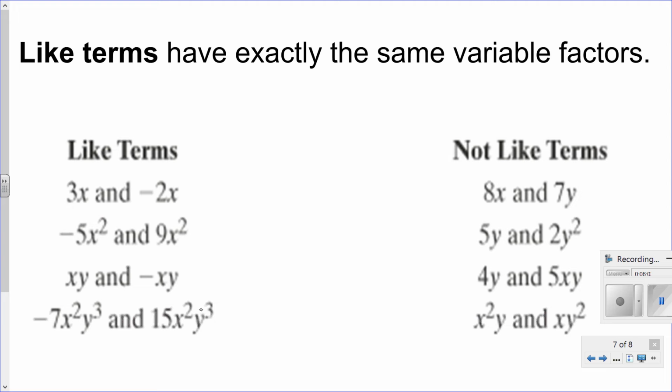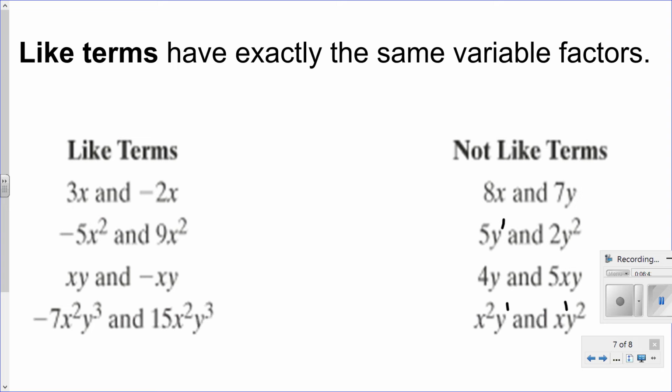Those are like terms. Not like terms are where the variables are different. So x and y are not like terms. Y and y squared, even though they have the same variable, they're raised to different exponents. This is y to the first power, and this is y to the second power. Y and xy, this first term is missing an x in it, so they are not like terms. X squared y and xy squared, again, they have the same variable, but they're different exponents. This one's x squared, this is x to the first. This is y to the first, this is y squared. So you can't combine them.